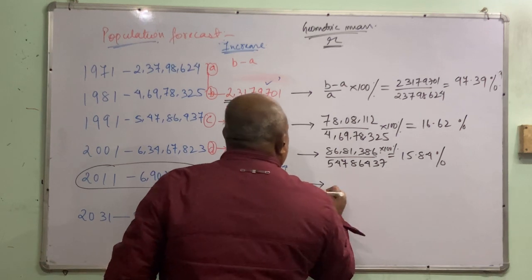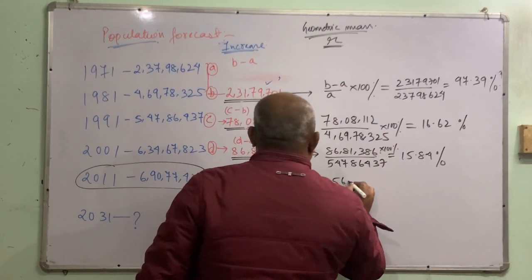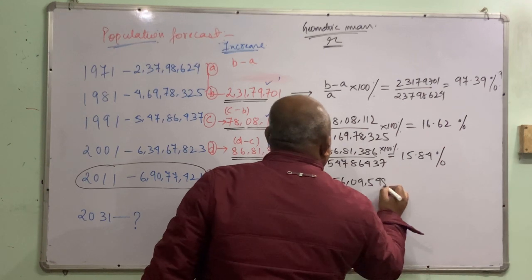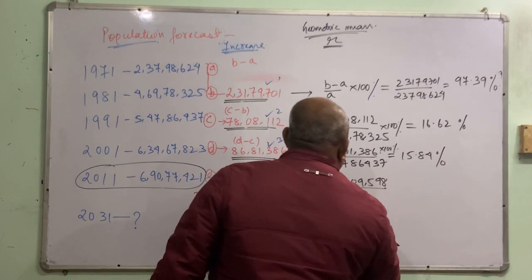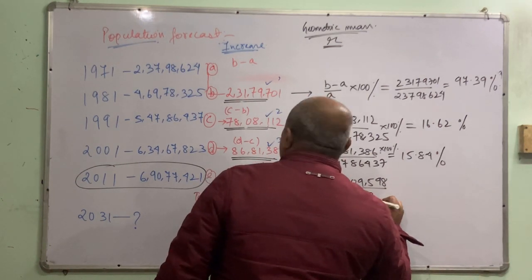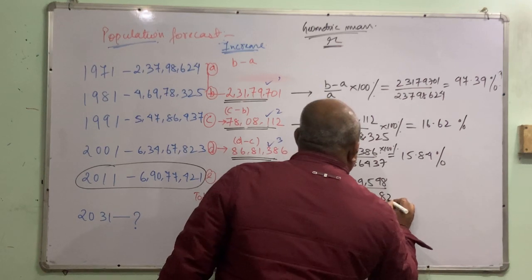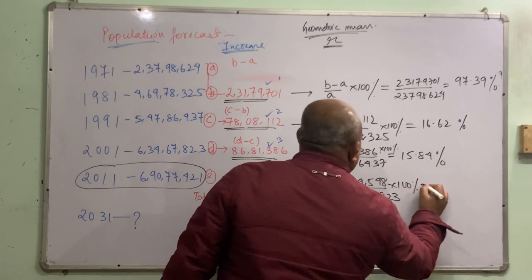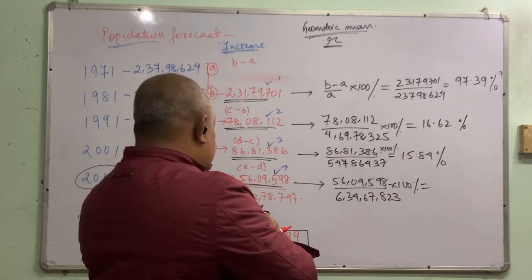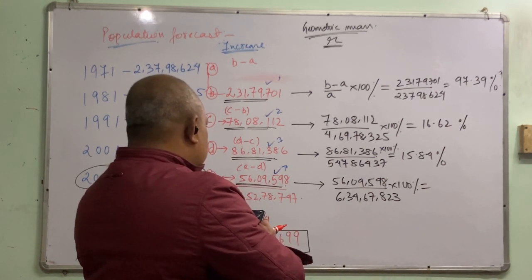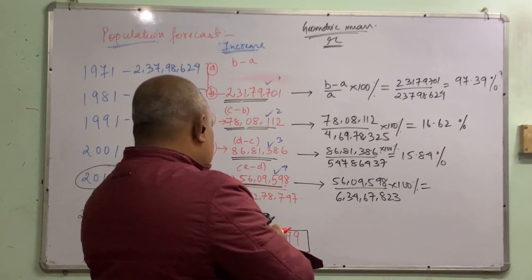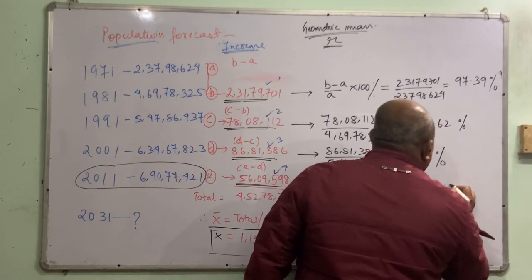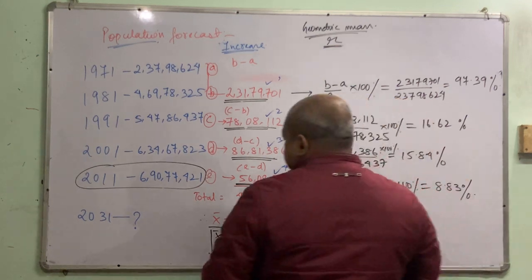And for the last one, it is 5609598 divided by 63467,823 into 100% is equal to 5609598 divided by 634,678. It's 8.83 percentage. Okay.